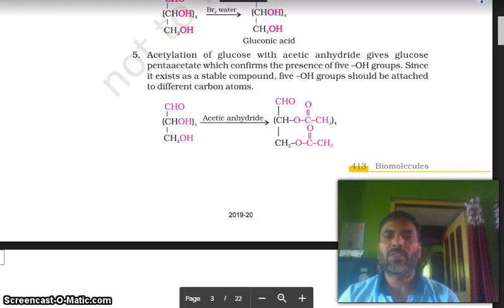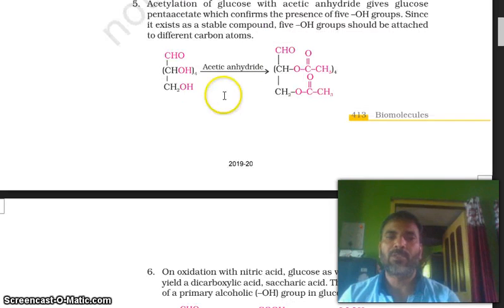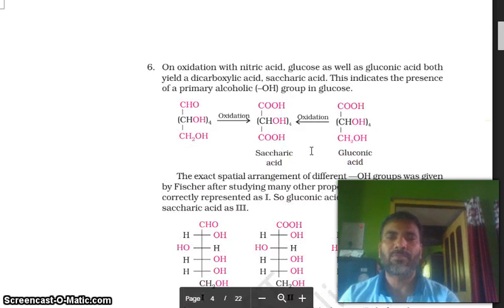Acetylation of glucose with acetic anhydride gives glucose pentaacetate, which confirms the presence of 5 OH groups. Since it exists as a stable compound, the 5 OH groups should be attached to different carbon atoms. So look at here, because it reacts with acetic anhydride, there is replacement of all OH with the acetyl group.